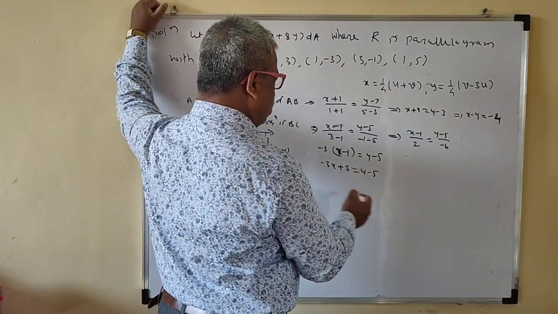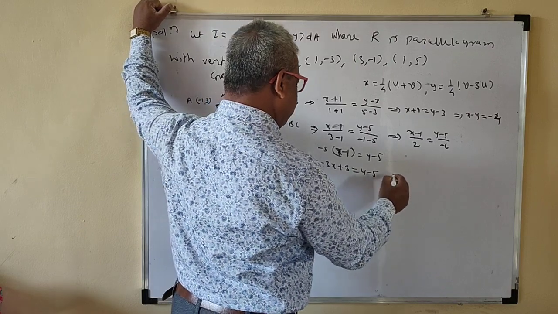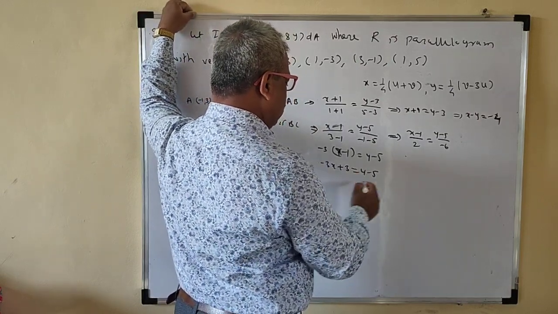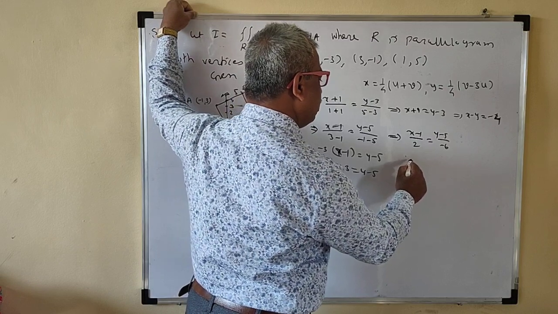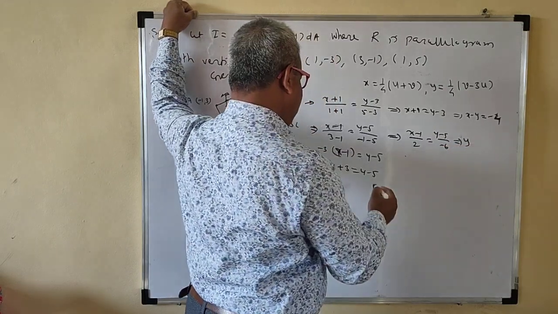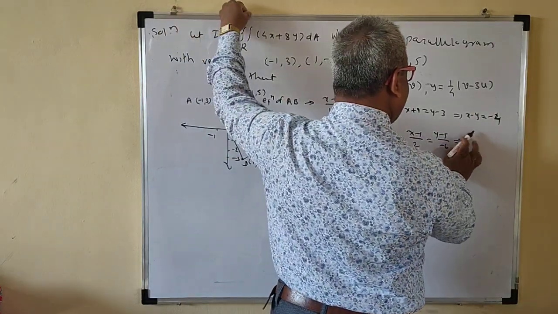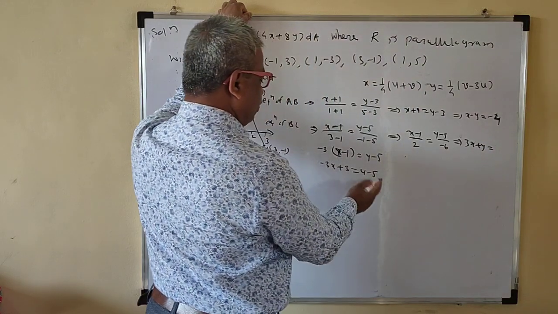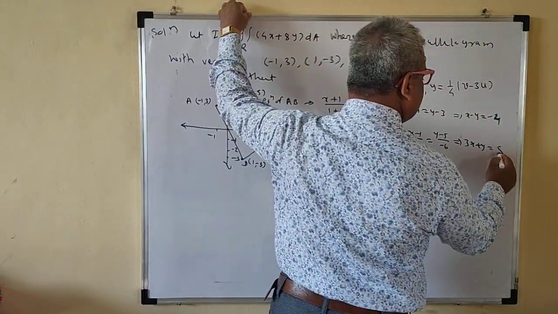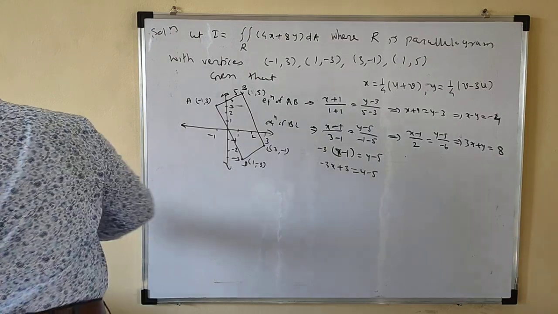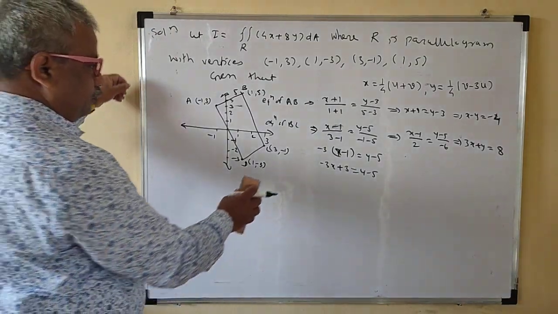So I will shift all the terms to that side. I will keep the 3x as it is and shift the 5 here. So this implies 3x plus y is equal to 8.